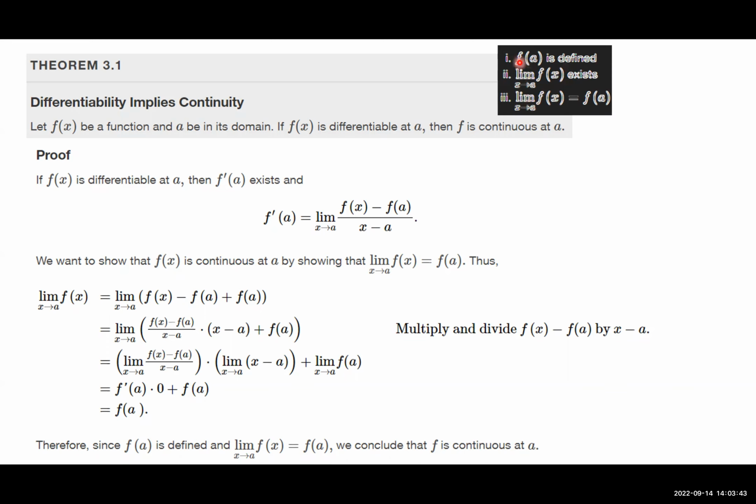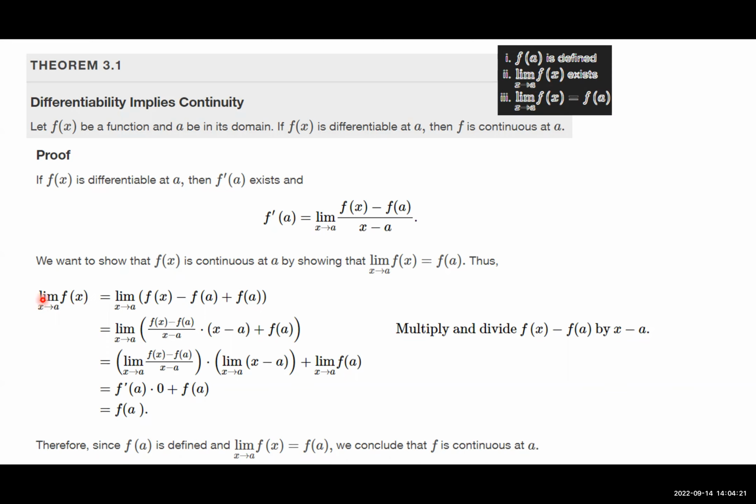So the first piece is implied. f of a is defined. It's defined by the way f is defined. So f of x is a function and a is in its domain. So that means f of a is defined. Okay, so we're really left with needing to show that the limit of f of x exists, which you'll see in this statement over here.